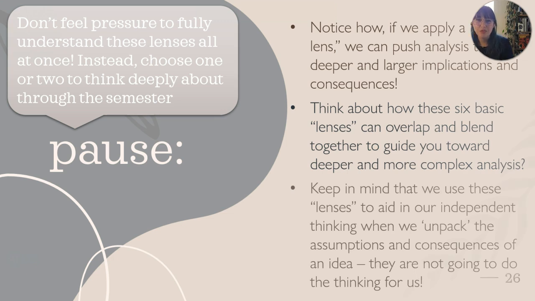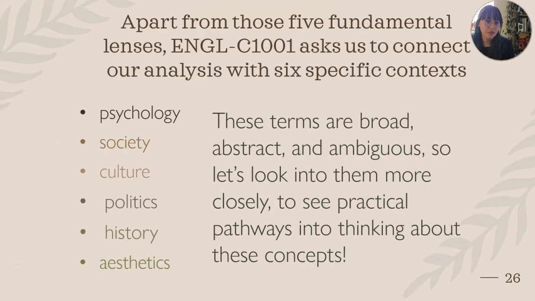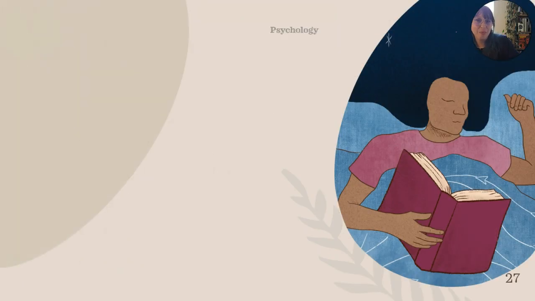When you're ready to move forward, let's move on to the six fundamental... one, two, three, four, five, six. I'm so bad with numbers today. Those six fundamental lenses that English C1001 asks us to connect with. That is psychology, society, culture, politics, history, and aesthetics. And yes, right now, these terms are broad, abstract, and ambiguous. So if you say like the social impacts, that doesn't mean much. So we're gonna dive deeply to look at practical ways to think about those concepts with more clear and precise vocabulary.